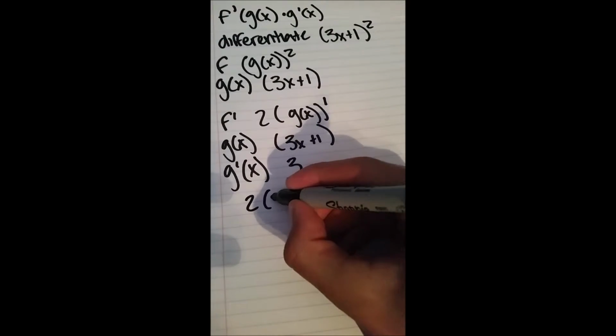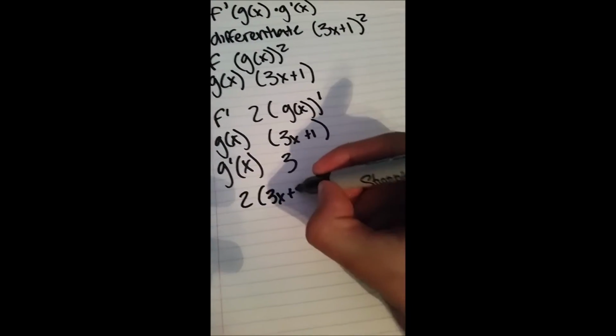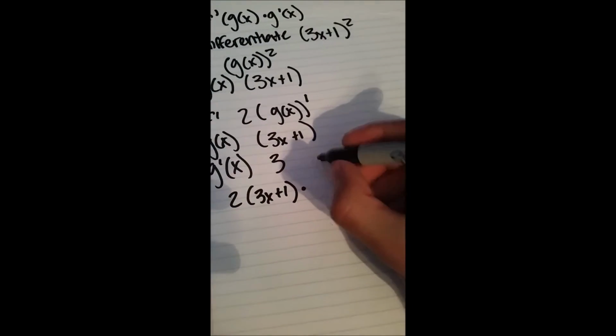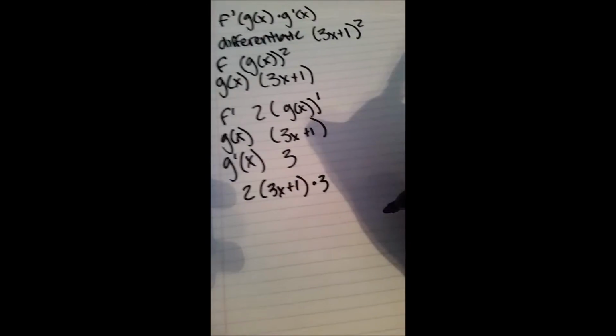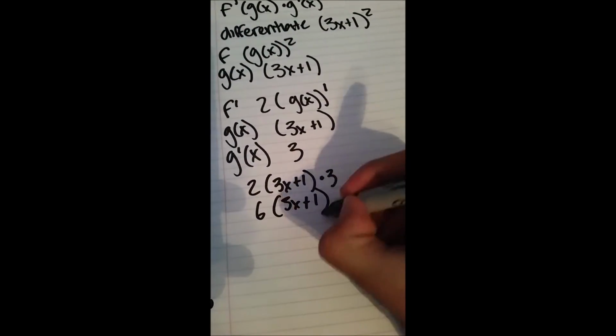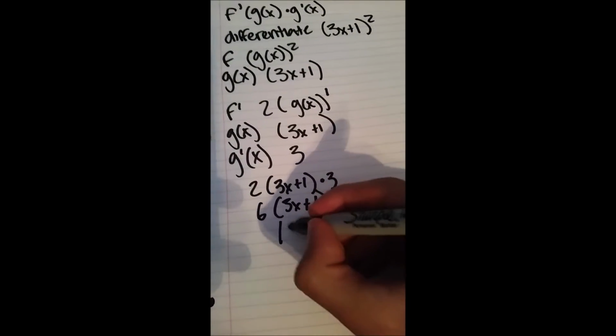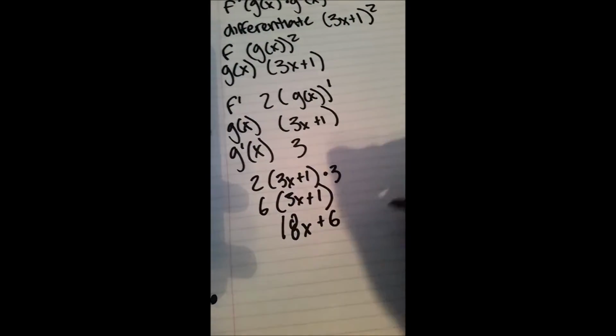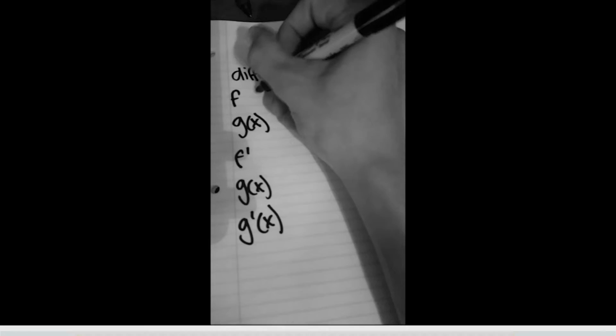So we start off by plugging in our individual pieces to our template. The first one being f prime times our g of x function times g prime of x, which gives us 6 times 3x plus 1. Distribute the 6, it gives us 18x plus 6. There's your answer.